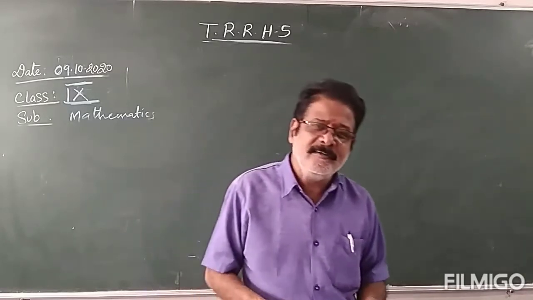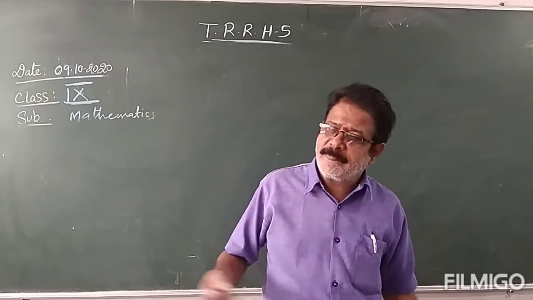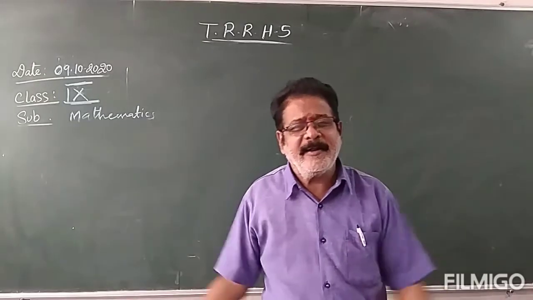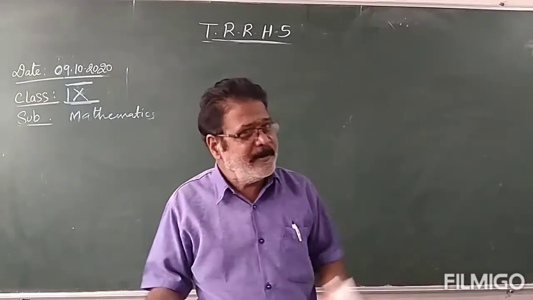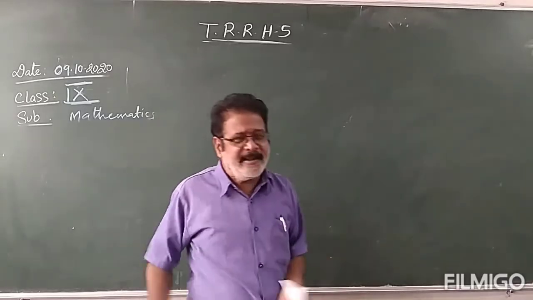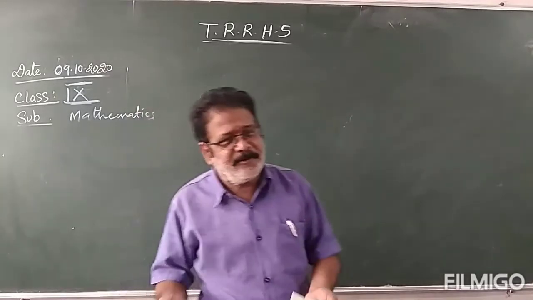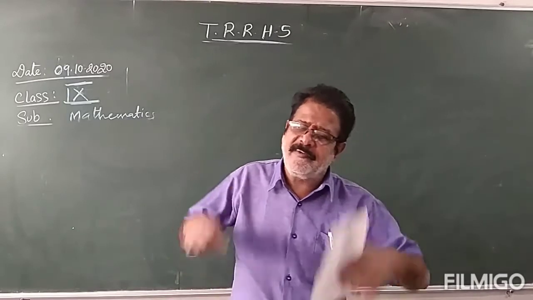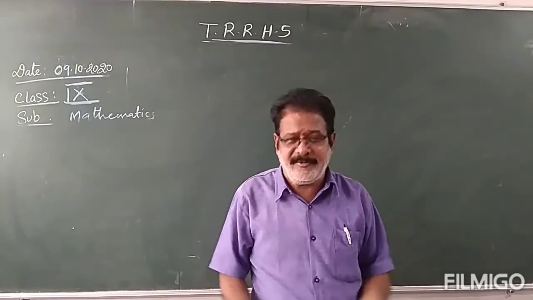The remainder theorem is that p of x is a polynomial of a degree greater than or equal to 1. When p of x is divided by x minus a, the remainder is p of a. When it is divided by x plus a, the remainder is p of minus a. When divided by x minus 2, the remainder is p of 2. When it is divided by x plus 2, the remainder is p of minus 2.